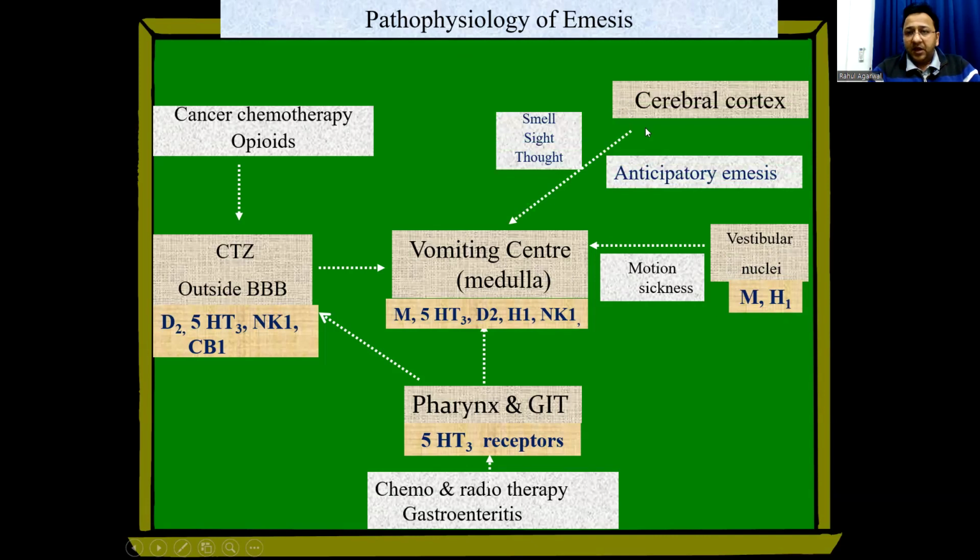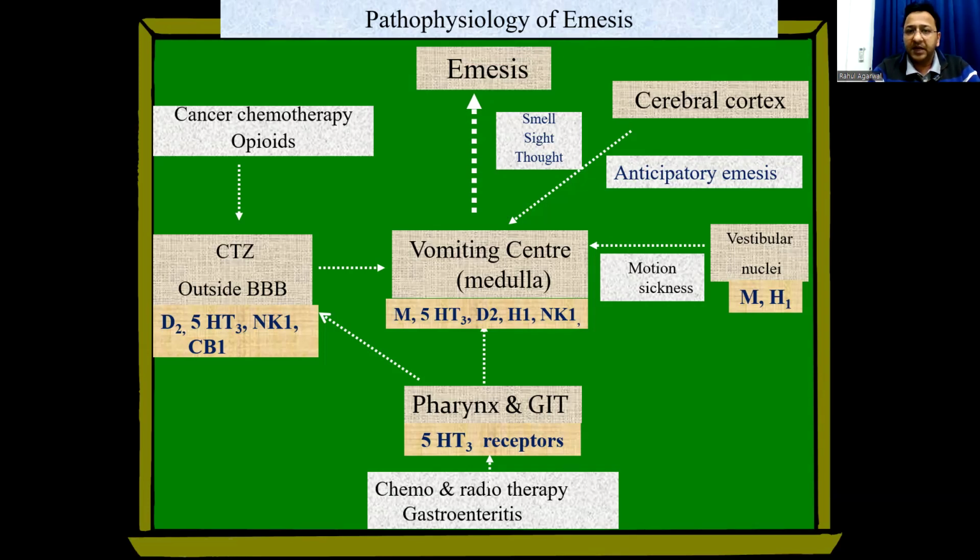Cerebral cortex. Often you have seen that when you smell, see, or think of something, then also the vomiting occurs. This is called anticipatory emesis, and it stimulates the vomiting center. So all of these things stimulate the vomiting center, and when the vomiting center gets stimulated, the emesis will occur. So this is the pathophysiology of emesis.